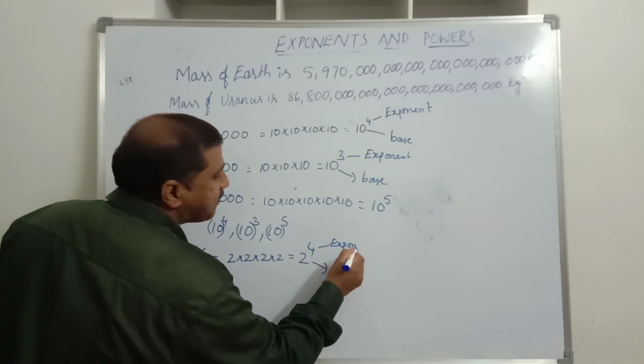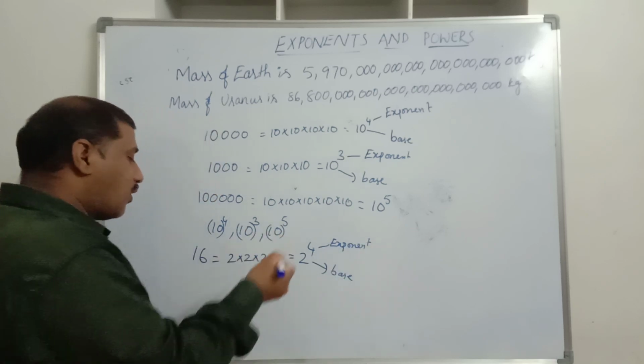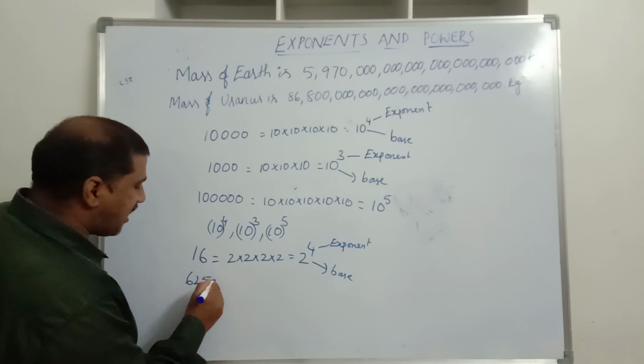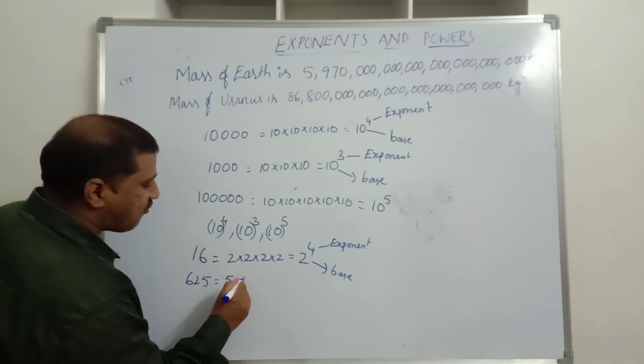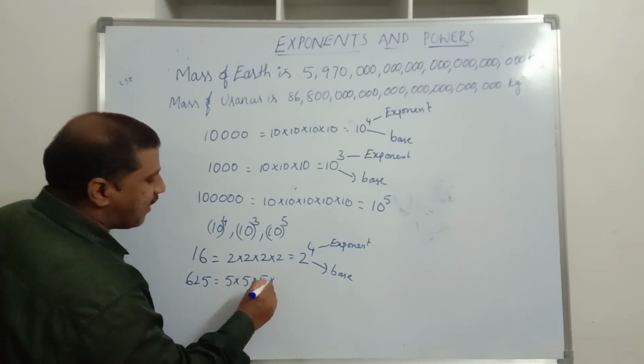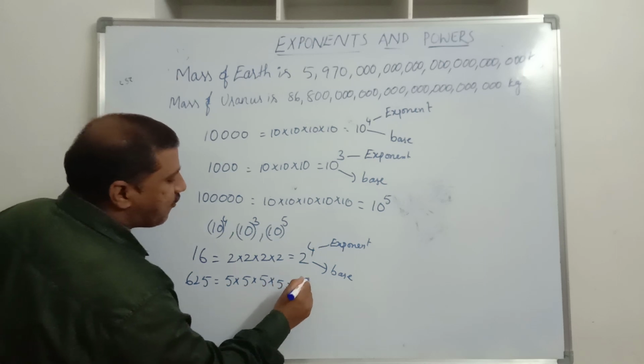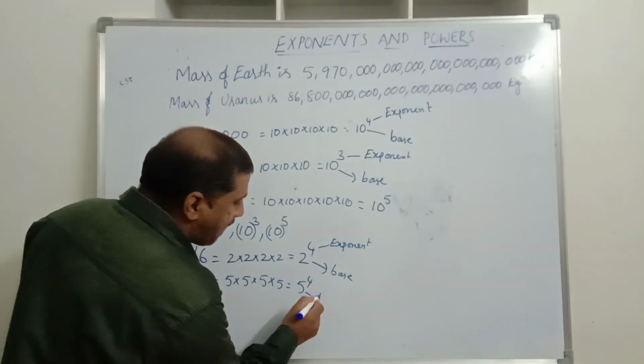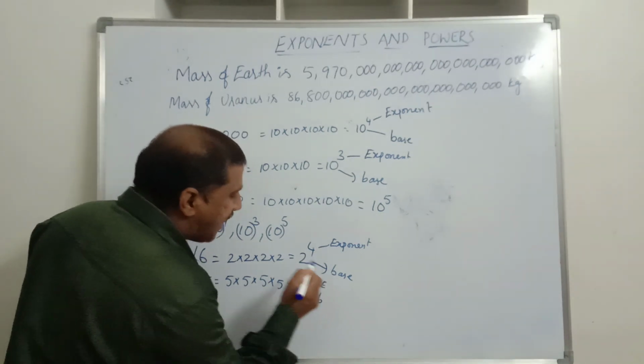Not only this with power 2, even 625 is there. 625 we can write as what? 5 into 5 into 5 into 5, that is 5 to the power of 4. Here base is what? 5. 5 is the base and 4 is the exponent.